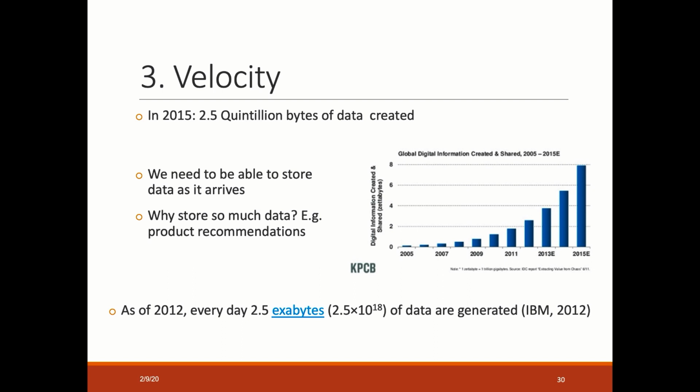The third V, velocity. The speed at which data is created is incredibly fast. In 2015, which is old by now, they talk about 2.5 quintillion bytes of data created that year. You see it's exponential. By now, we're probably somewhere here. Okay. We store so much data so we can use it for product recommendations, for data mining, and to increase our business opportunities.